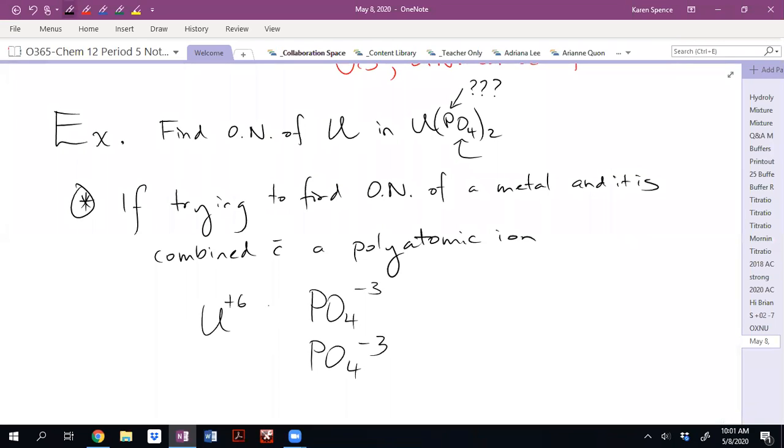That's the only sort of thing that doesn't just follow the straightforward rules. It'll probably just be that you have a metal with a polyatomic ion. Are there any questions?